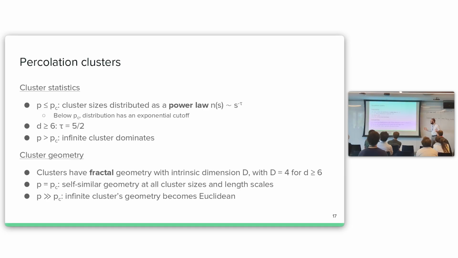There are also very interesting geometric properties of these clusters. These are fractal objects. They have some intrinsic fractal dimension. For these mean field clusters, that dimension is 4. And at criticality, this is a self-similar system, so we have the same geometry for all cluster sizes and length scales. And as we get far above criticality, the geometry of this infinite cluster will revert to Euclidean. In what dimension? In the ambient dimension, which I've been calling lowercase d here.